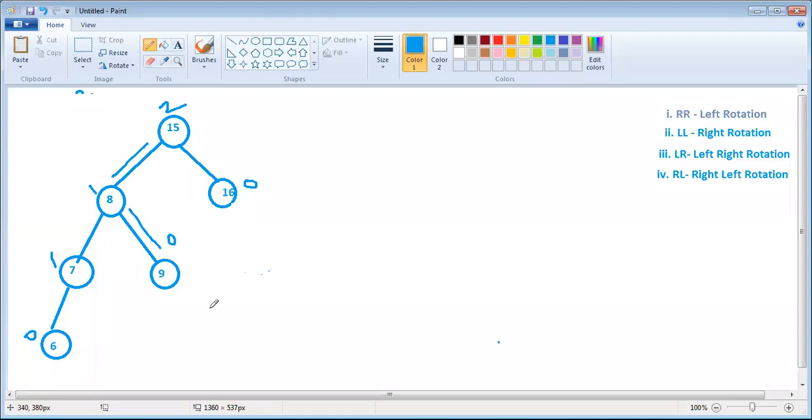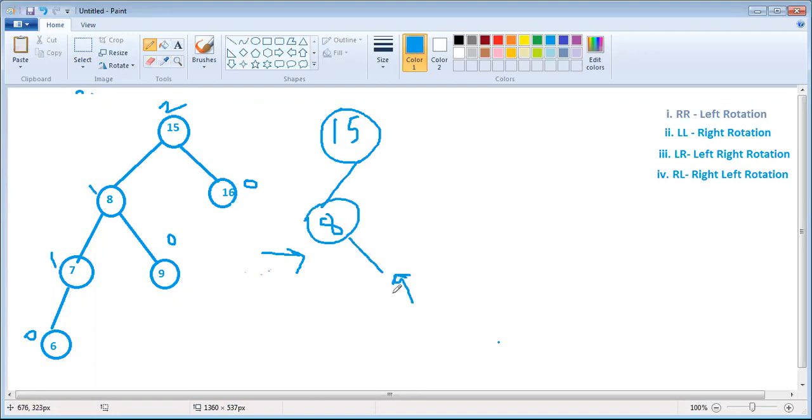So what will happen? Which way have you done? Which have you chosen first? If I choose like this, 15, 8, 9, what will happen? 8 will become the root node. Correct. See, if I choose this 15, 8, 9, we will concentrate only on this.